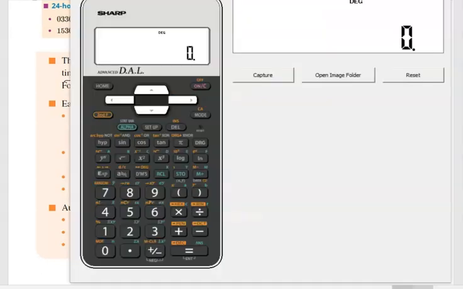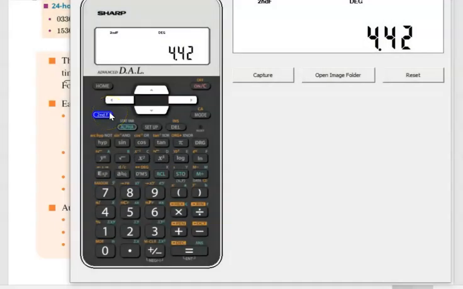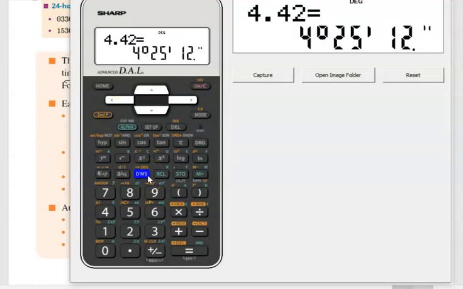So I'll show you how to do that. So let's start with 4.42 hours. Here's the button here, the degrees, minutes, seconds. If I hit that button, I have to hit second function this time because I'm actually going from that decimal amount to this amount, which is 4 hours, 25 minutes, and 12 seconds.